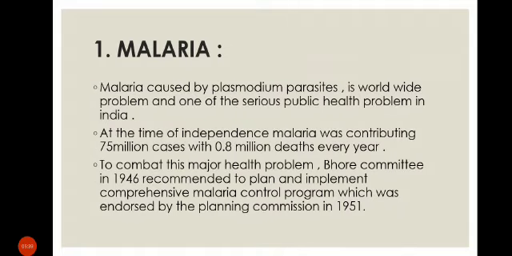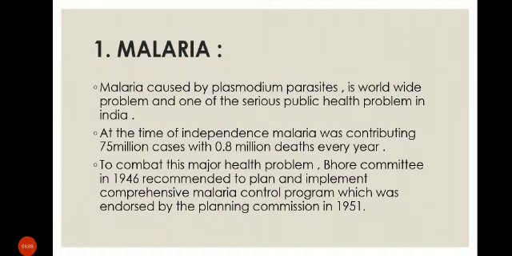Now we will see the six vector-borne diseases one by one. So we will first see malaria. Malaria, caused by Plasmodium parasites, is a worldwide problem and one of the serious public health problems in India. At the time of independence, malaria was contributing 75 million cases with 0.8 million, that is 8 lakh, deaths every year.